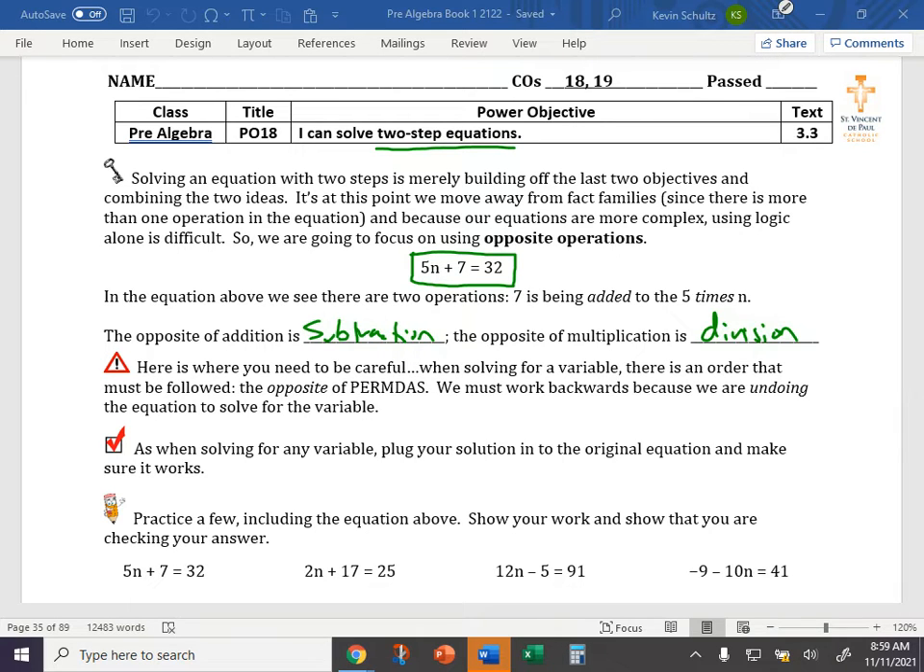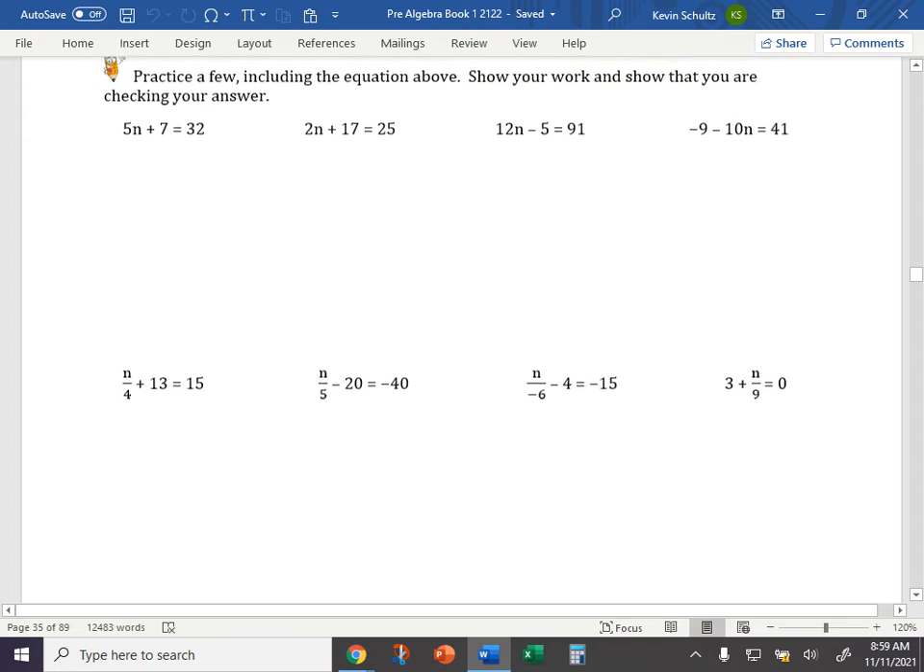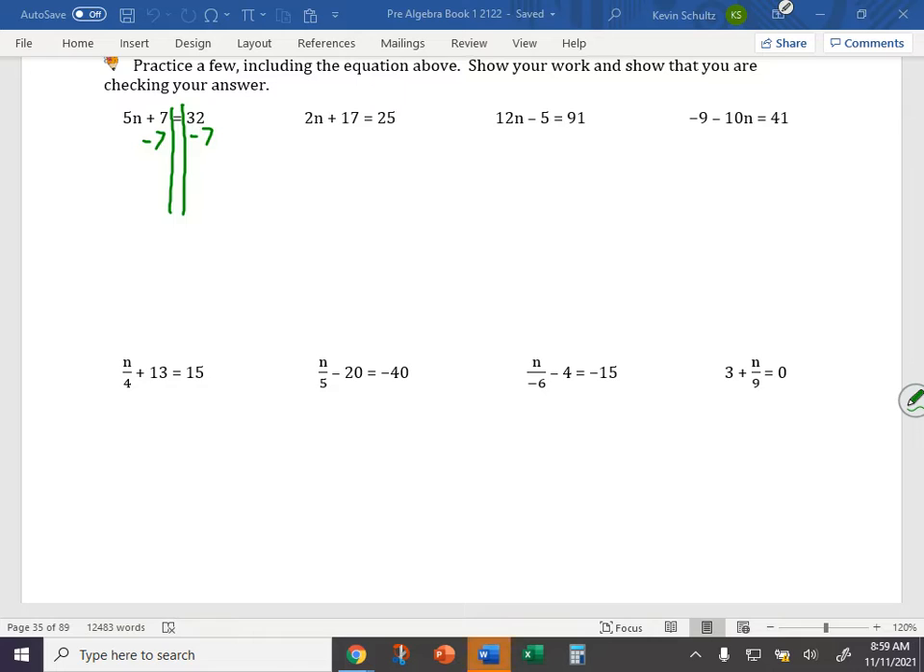So let's do that down here with this 5n plus 7. Same equation here, okay? 5n plus 7 equals 32. We said our first step was going to be subtraction. Draw your railroad tracks in if you want to, not necessary, but some sort of work is. So if you don't draw the railroad tracks, show me that you're subtracting 7 here.